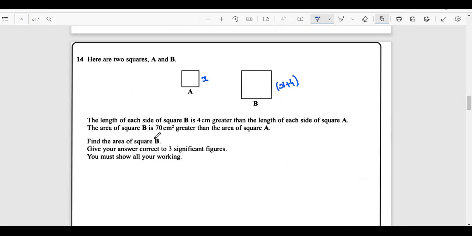Then it says the area of square B is 70 centimeters squared greater than the area of the square A. So you need to find the area of square B. Would you like to try this? Okay, sure.